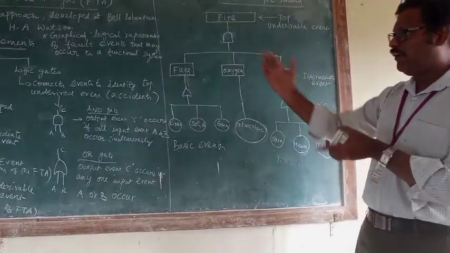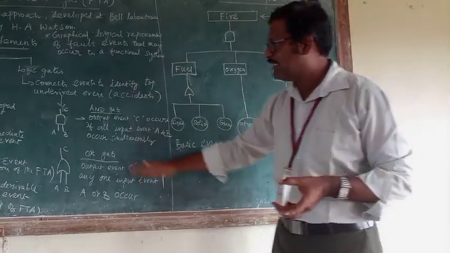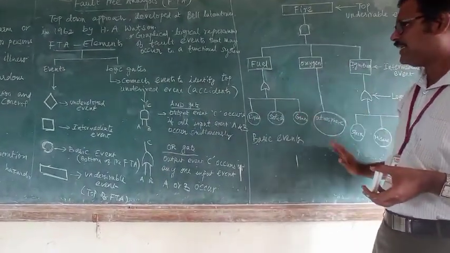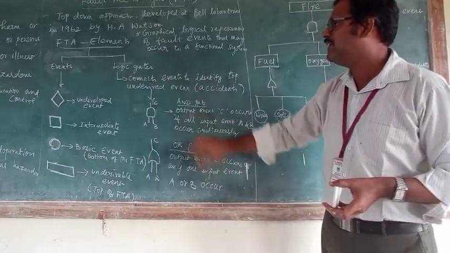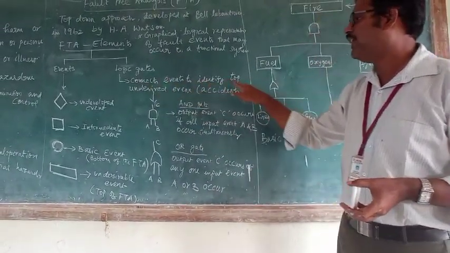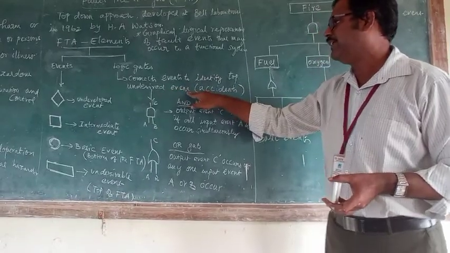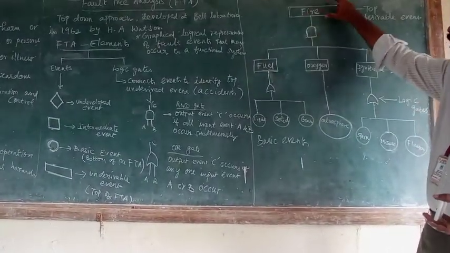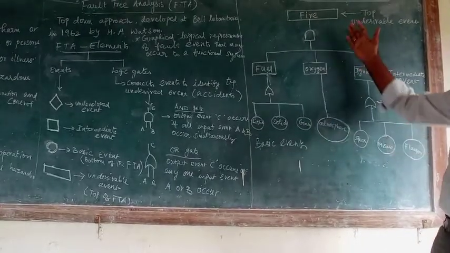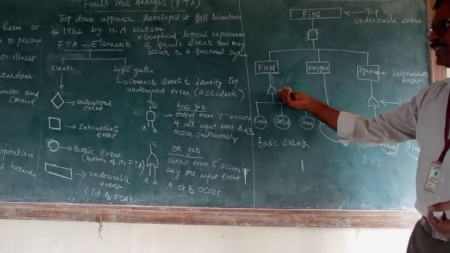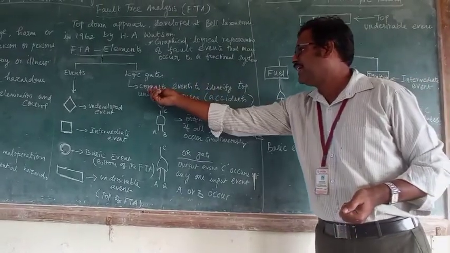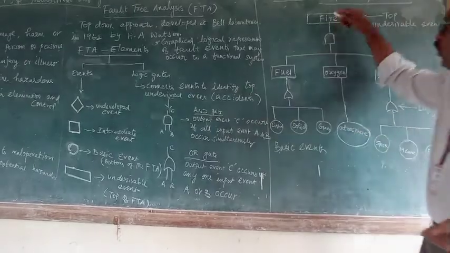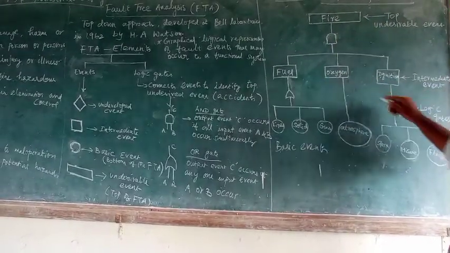Now we can see another part of the elements. The first is an event, as described, and the second is a logic gate. It connects the events to identify the top undesired event. An event, either an intermediate event, top event or basic event, has to be connected by using the logic gates. That's why a logic gate is nothing but a connector of the events to identify the top undesired event. So your events are connected through the gates.